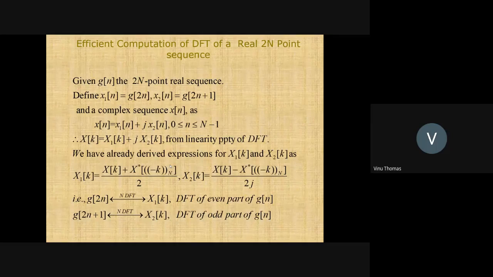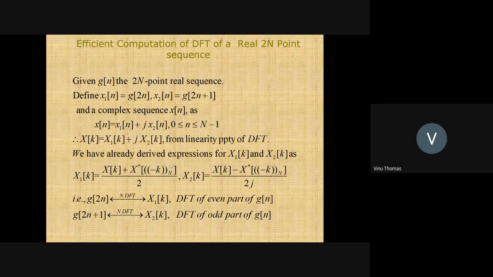You are given that g of n is a 2N-point real sequence, so that will have a 2N-point DFT. Is that understood? So g of n will have a DFT G of k, which is a 2N-point DFT. Now you have an N-point DFT, which is the DFT of the even part of g of n, and then you have an N-point DFT, which is the DFT of the odd part of g of n, which are X1 of k and X2 of k. So they are only N-point sequences.